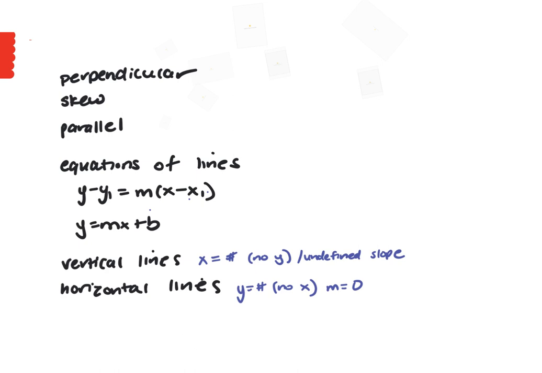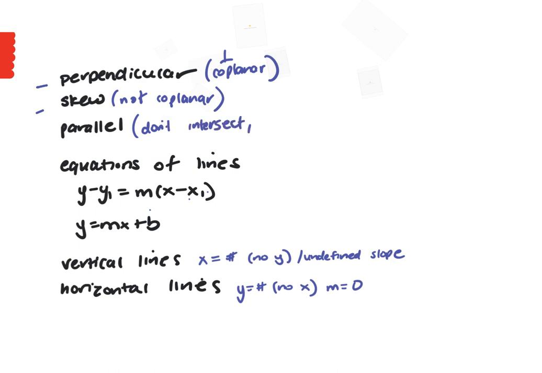Questions on any of that stuff? What's the difference between perpendicular and skew? Good. So the skew is not coplanar. And the perpendicular is coplanar. And this one has a right angle, and this is don't intersect. But on the same plane.